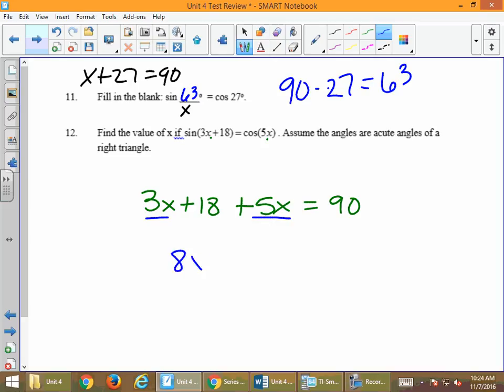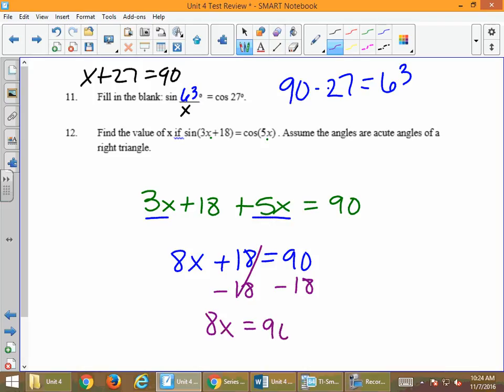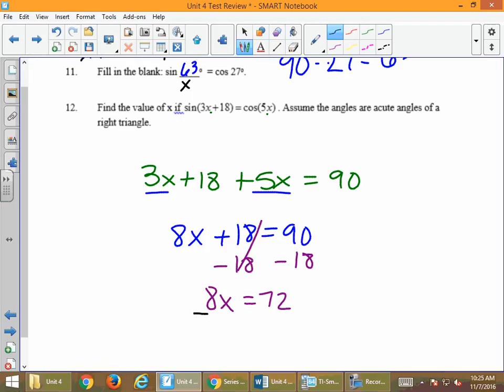8x equals 90... Get 90 by itself. What do we need to do? 18. 90 minus 18 is? 72. And then lastly, what do we have to do with 8? Divide. So x is equal to what?